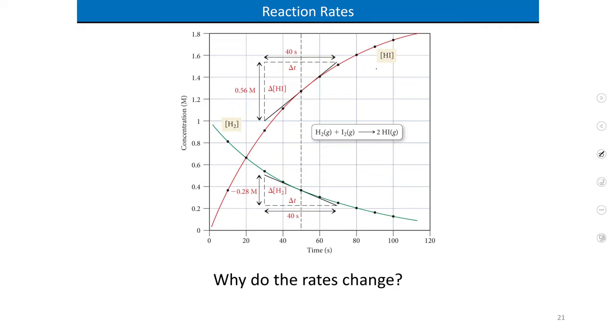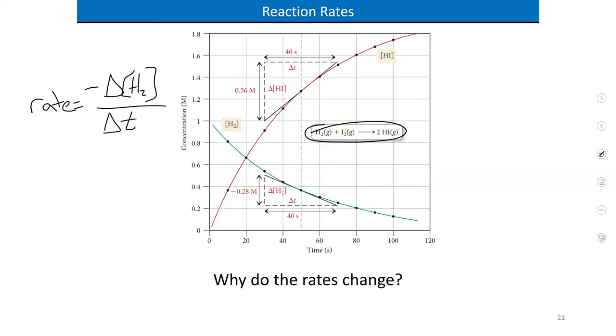So now let's look at this graph. This is different. This is not rate versus concentration. This is concentration versus time. And this is for that same hydrogen plus iodine makes two hydroiodic acids. What is the rate representing? If we have just concentration versus time, and rate is negative change in hydrogen concentration over change in time.